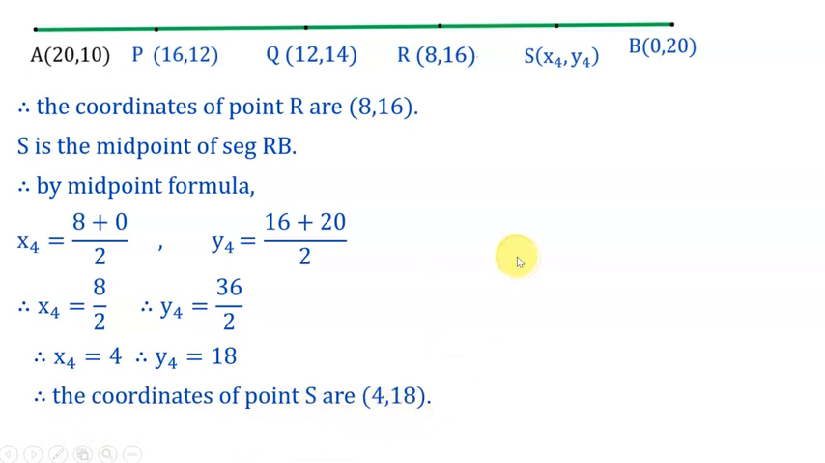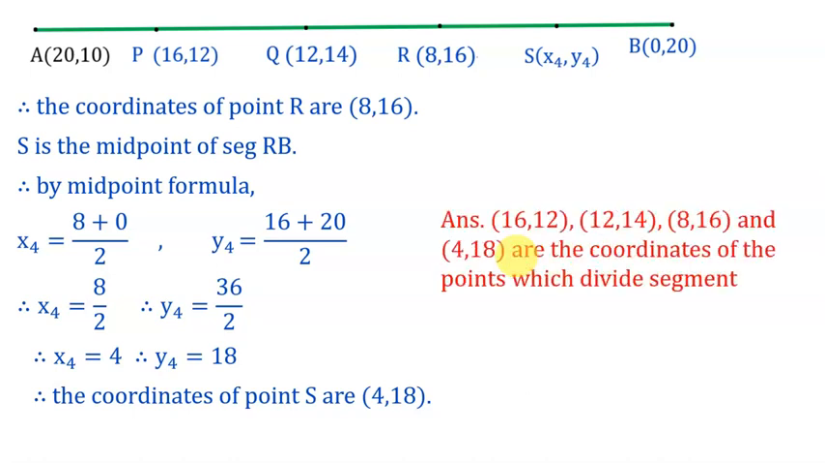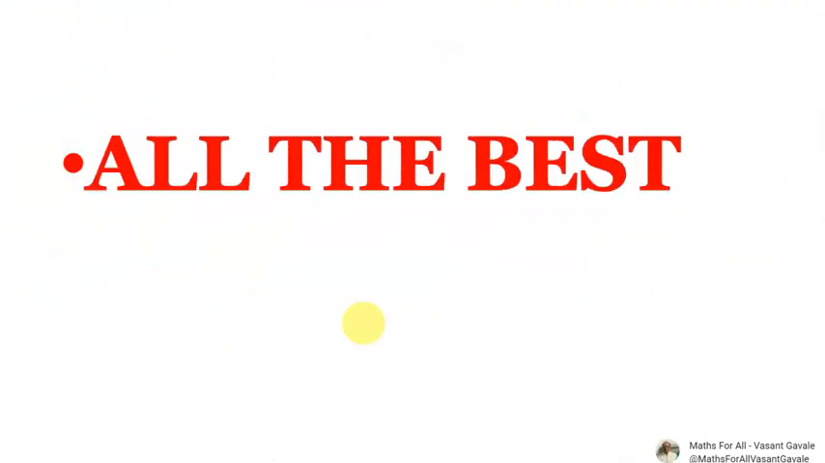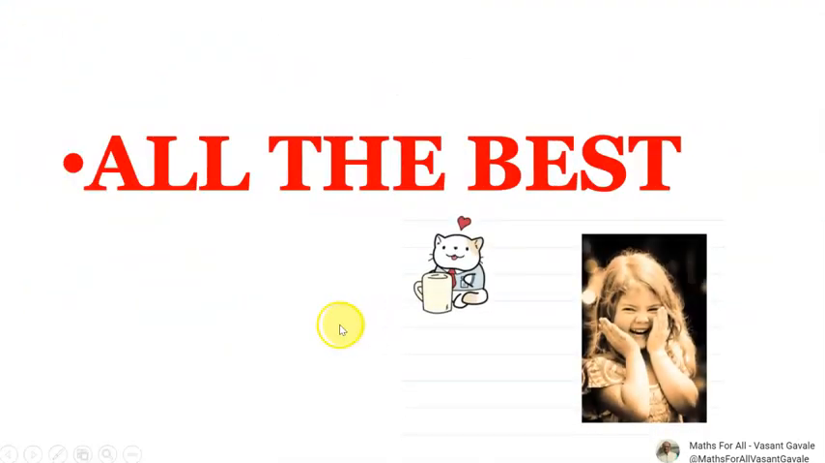Okay, and after this finally we will write the answer here. That is 16, 12, 12, 14, 8, 16 and 4, 18 are the coordinates of the points which divide segment AB into 5 congruent parts. Okay, and in this way we have completed practice set 5.2 here.